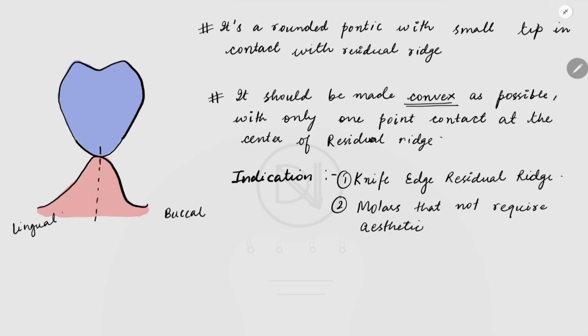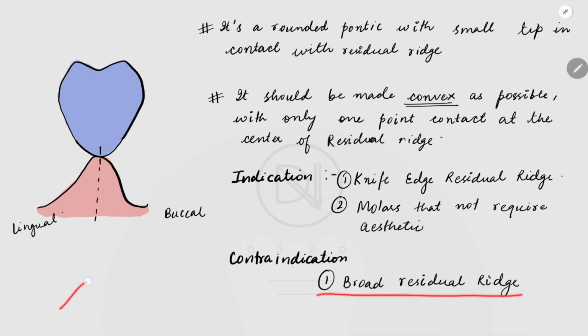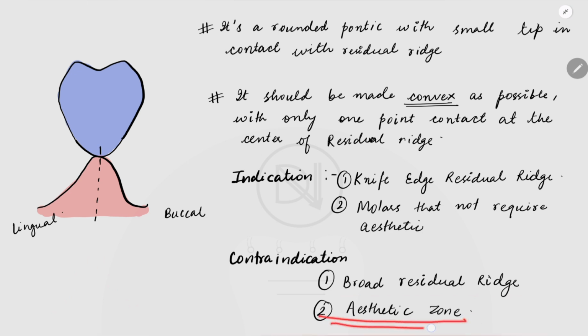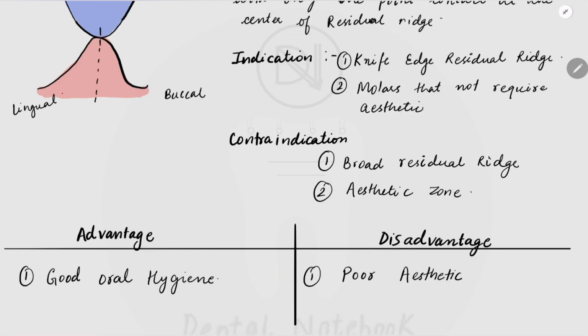Now coming to the contraindications. Those regions which have a broad residual ridge: any patient who has a broad residual ridge, we cannot use this conical Pontic in those regions. And in the aesthetic zone, where aesthetics are the prime concern, such as in the anterior regions, you also cannot use this kind of Pontic. The advantage of this Pontic is that it can maintain good oral hygiene. The disadvantage is that it has poor aesthetics.